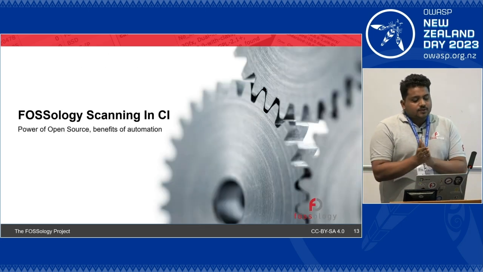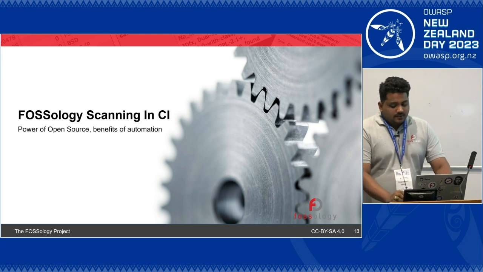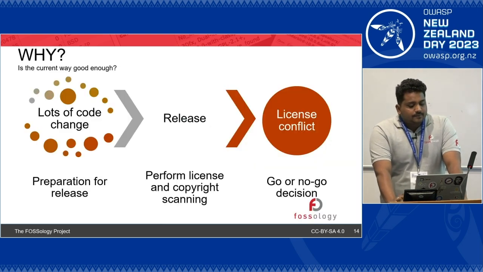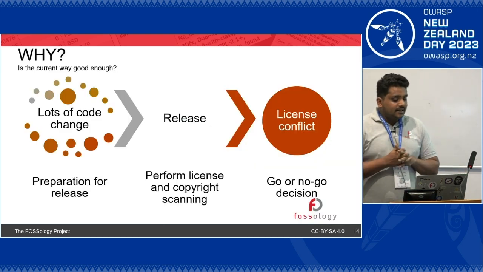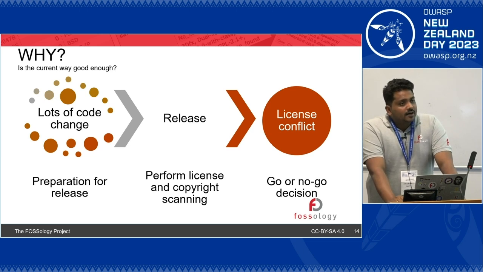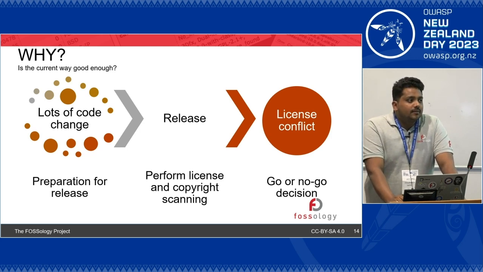So let's see what FOSSology scanning in CI is. We'll discuss both the old method and the new method, and how it saves time. Why CI scanning is required: people make lots of changes in their code and prepare for the release. At the time of release, they go for an audit and perform license and copyright scanning. If everything is fine, you go ahead and make a release.